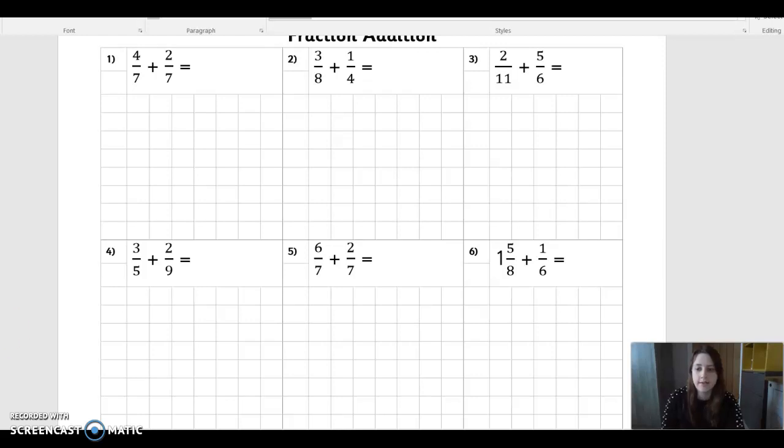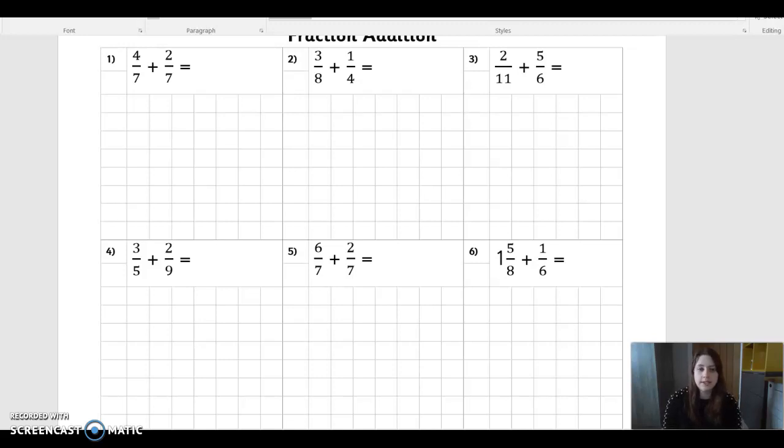Happy Monday, everybody. And we are just going to check our homework that was set for you on Friday. So hopefully you had a chance to do this over the weekend or on Friday afternoon. So we are looking at fraction addition.